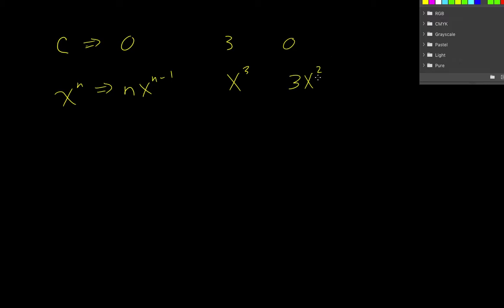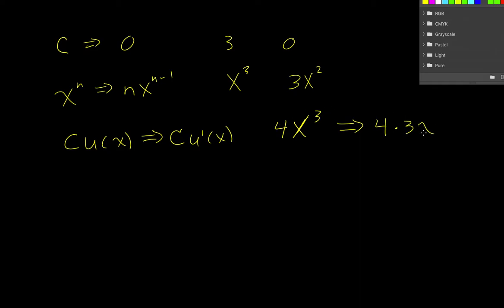Okay? Now, if we have a constant and a function, the derivative of that, we keep the constant out in front, and then we just take the derivative of whatever. So, for example, if we had 4x cubed, using this rule, we would just keep the 4, then we'd bring the 3 down, and then reduce the exponent by 1. And so the final answer would be 12x squared.